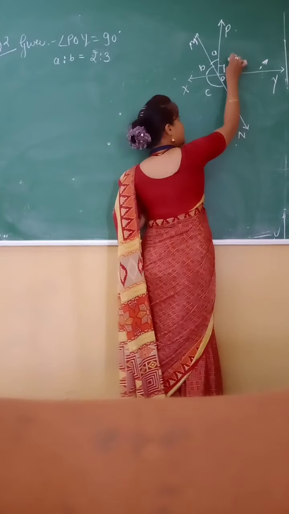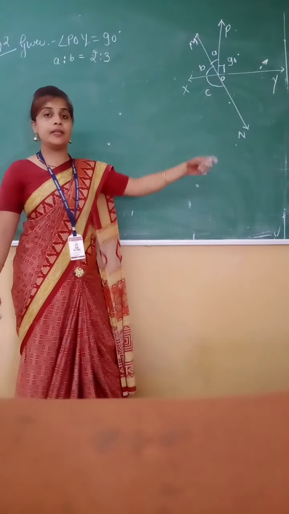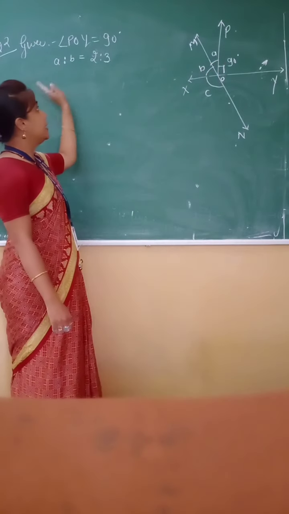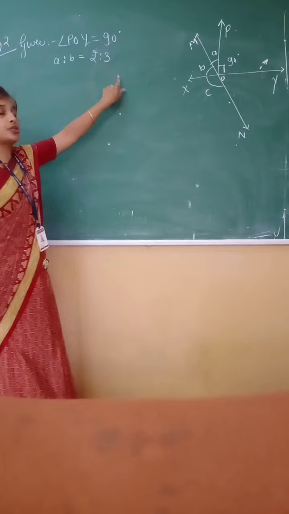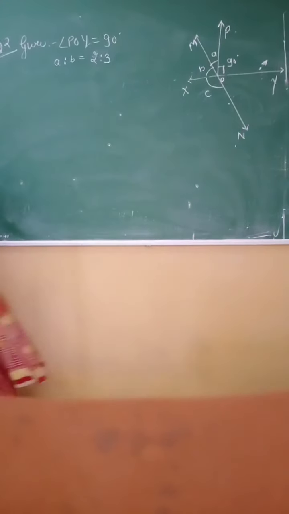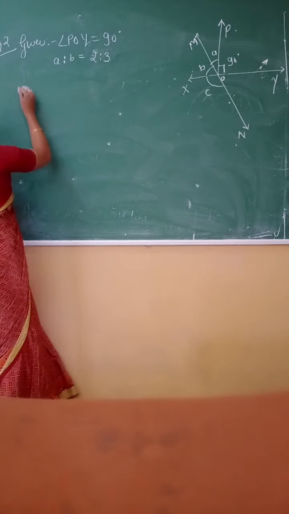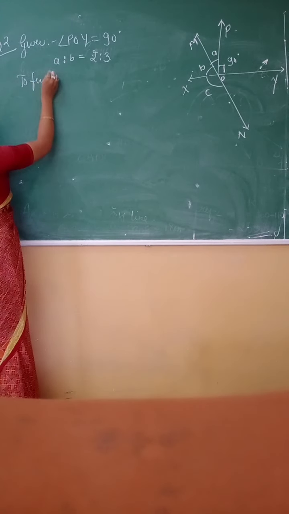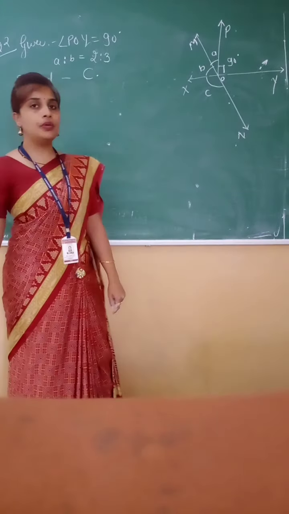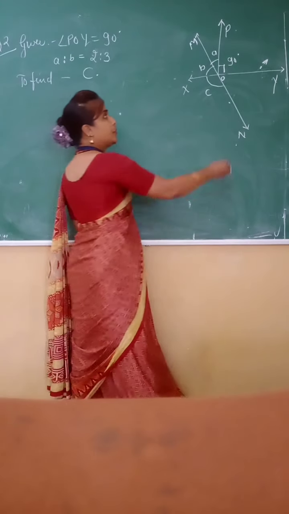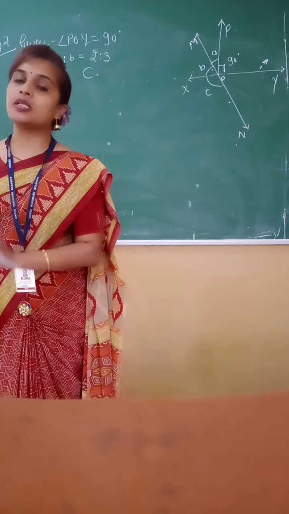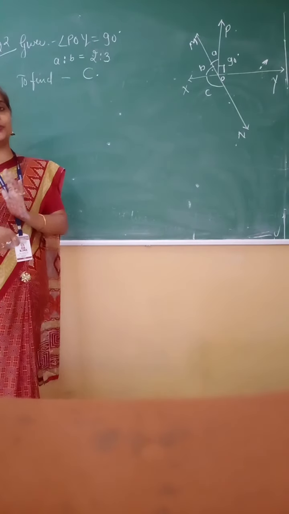Means this is a right angle part, and the ratio of A and B, that is A is to B, is again equal to 2:3. Now how will we find here the value of angle C? Here we have to find out angle C. This angle C, this part you have to find. How will you find it? For finding it, first of all, we will find the values of A and B, that is, the measurement of angle A and angle B.